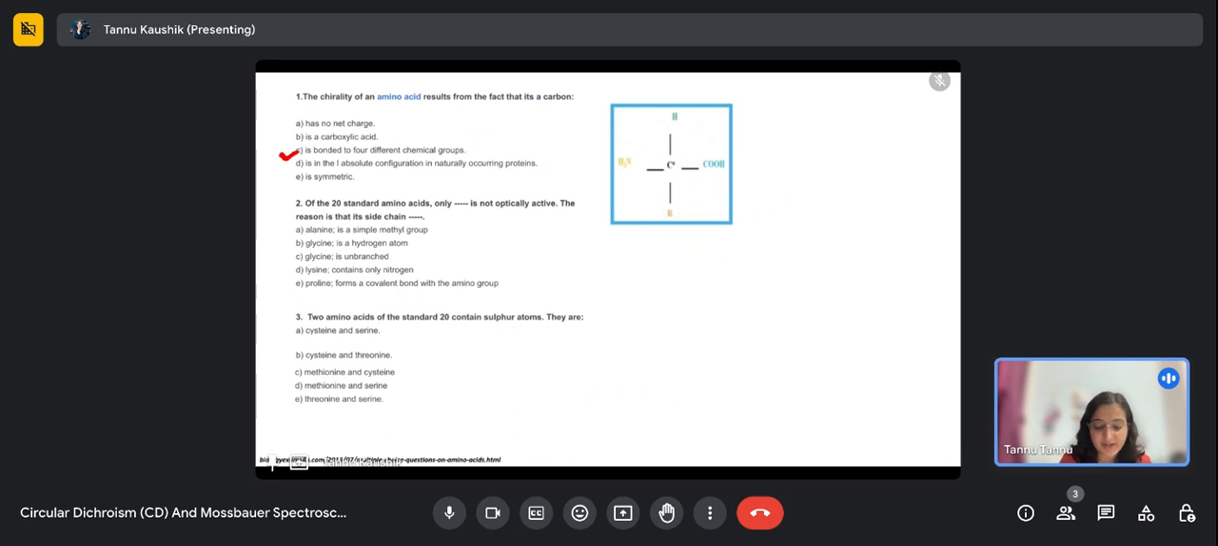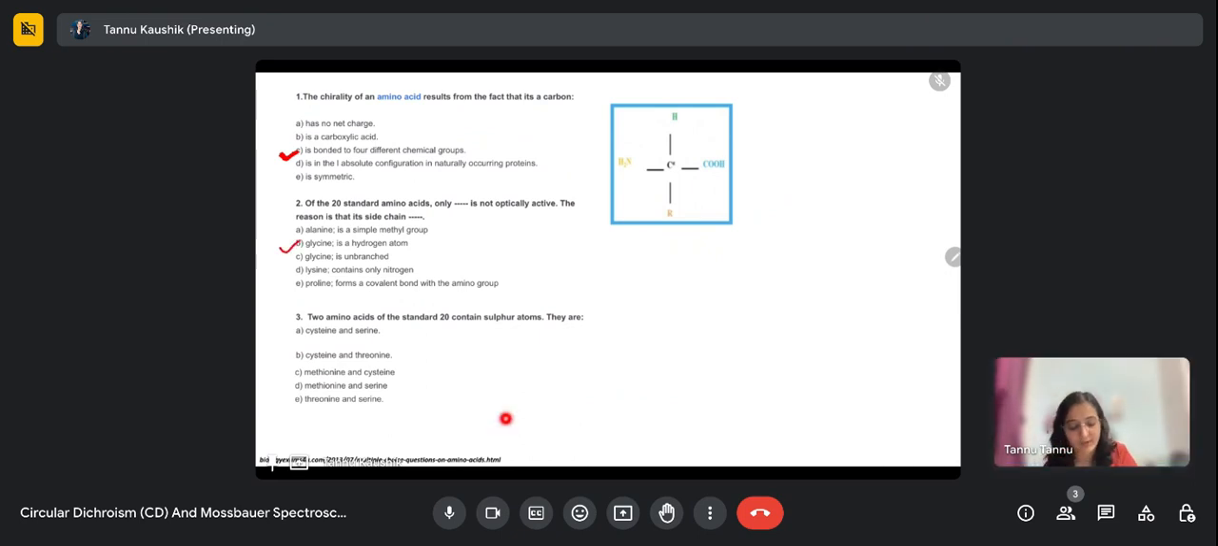Of the 20 standard amino acids, only dash is not optically active. Optically active means that the molecule has a chiral center. So the only amino acid which is achiral is glycine. So glycine is the right answer. But now, what is the reason for that? Its side chain has two same substituents, which is the hydrogen atom. So the right answer is B.